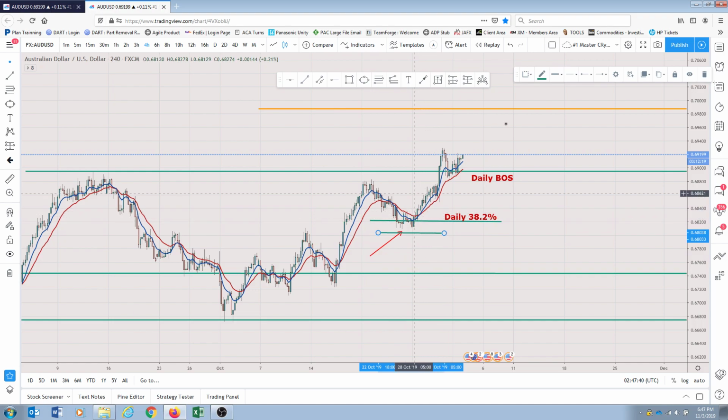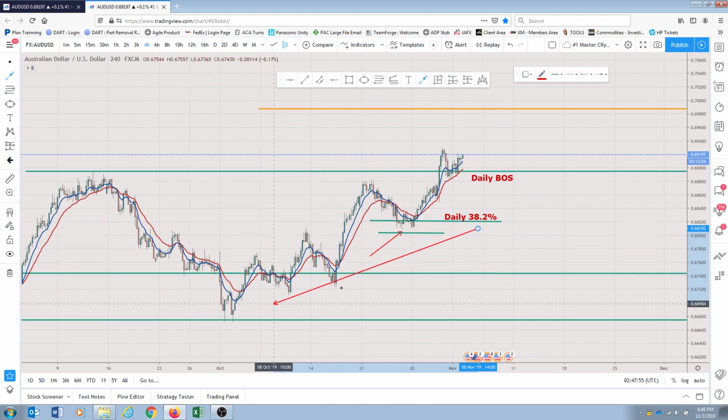and placed a buy based on this candle right here. You could have had a bullish engulfing, an EMA cross, and we're at the daily 38.2 retrace, and that's it.